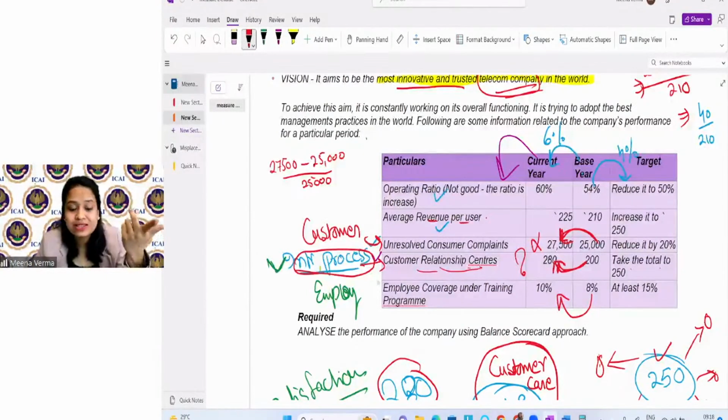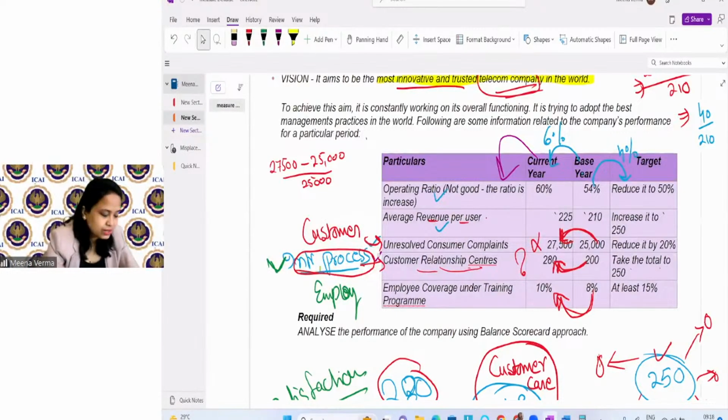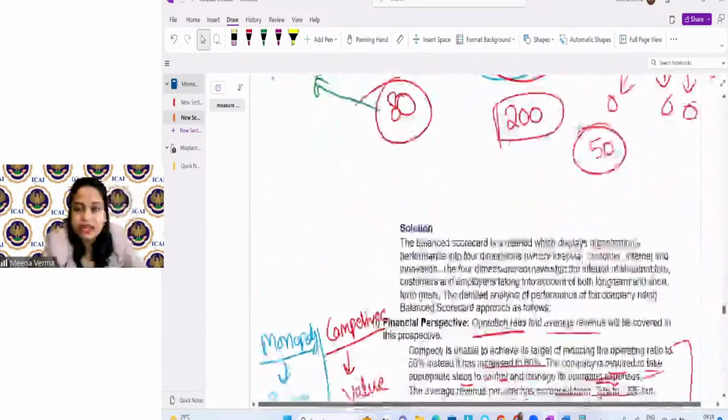Maybe this is the reason, because you have not provided the proper training to the employee, so that though we have more center, the people are not well enough to deal with the customer complaint. Because at the end, the employee will provide the services to the customer. If the employee is not trained, he will not manage to deal with the complaint. So maybe this is the place where the company is lacking. So you can see here, accordingly, you can write the answer.